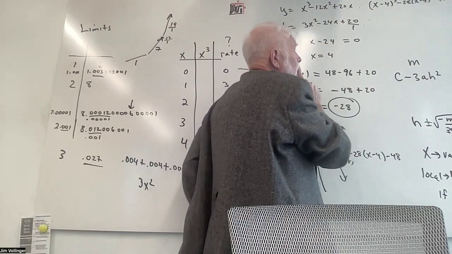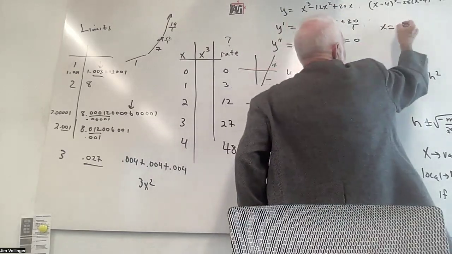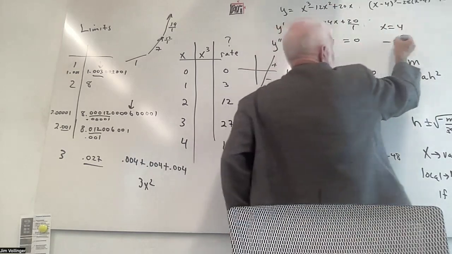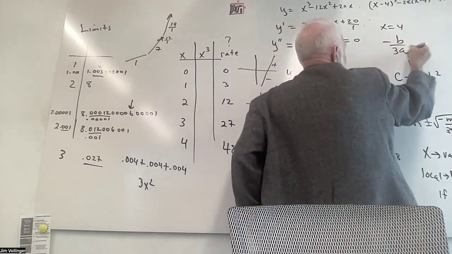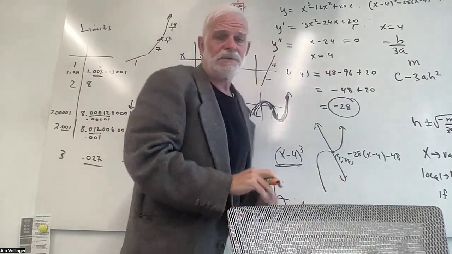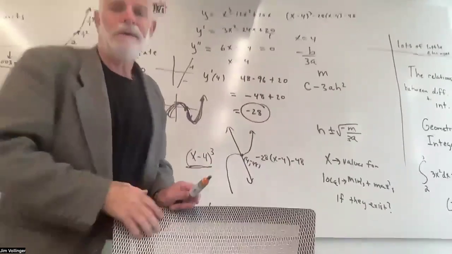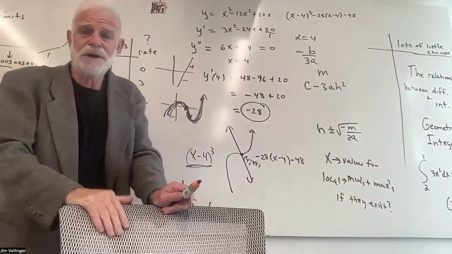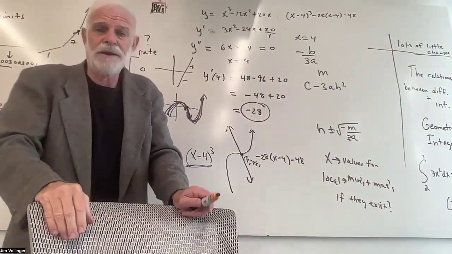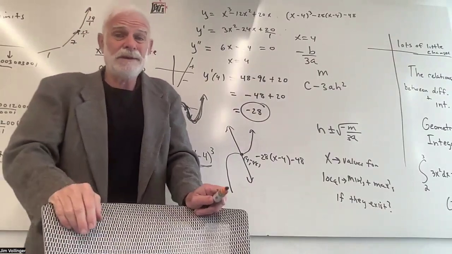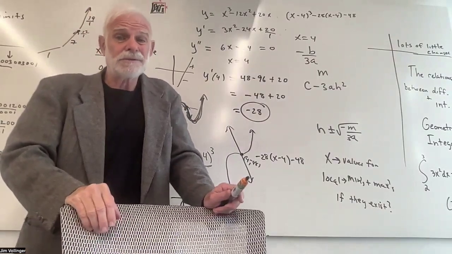All right, and so how do we get x equals 4? How do we get that? Well, that's what minus b over 3a is all about, right? The average of the roots, minus b over 2a, the average of the roots of a quadratic, minus b over a, the x-intercept of a linear function.